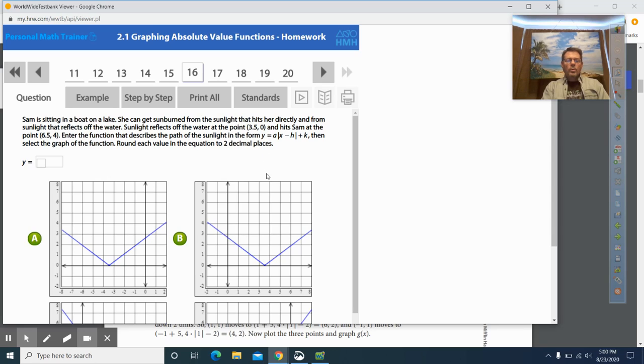So what I'm going to have to do is simply this: I'm going to put 3.5 in for H, 0 for K, and then 6.5 in for the X, and 4 for the Y. And so that'll get it all down to just one variable, and I can solve for A. And then that'll help me know which of these is the correct equation.